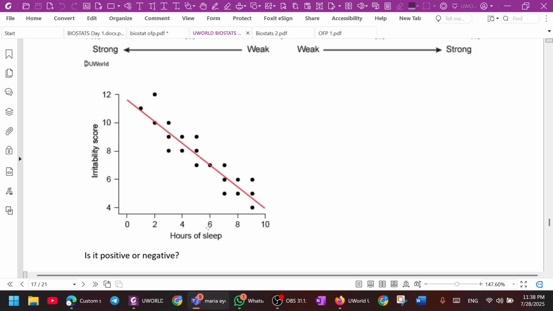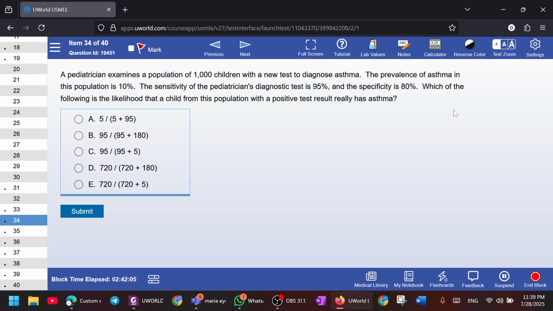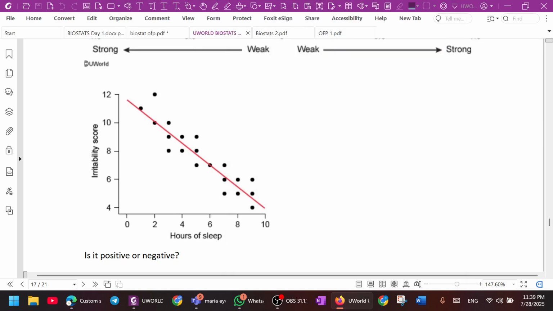Yeah, I guess it's negative. Let me check. Okay, they did not give me the answer on that one, but I think it's negative too, because negative and positive just mean one variable is going down while the other one is going up, or vice versa. So they are both not going in the same direction. So yeah, you're right.